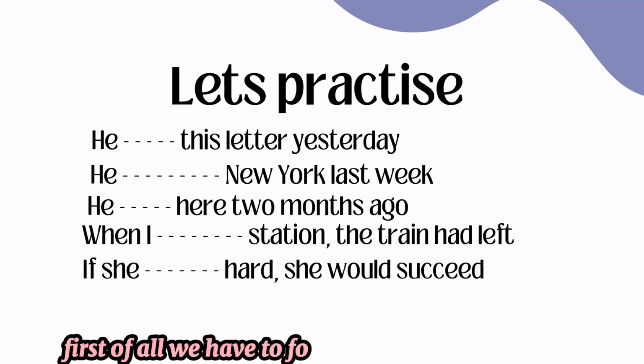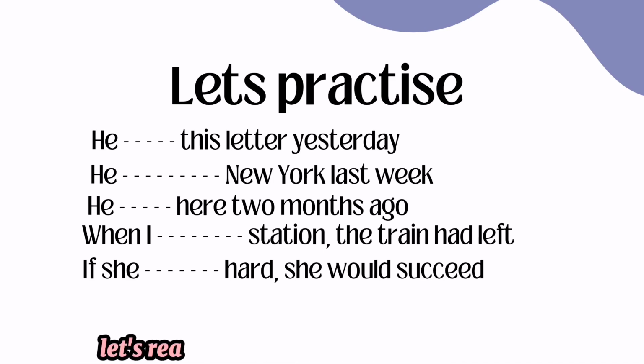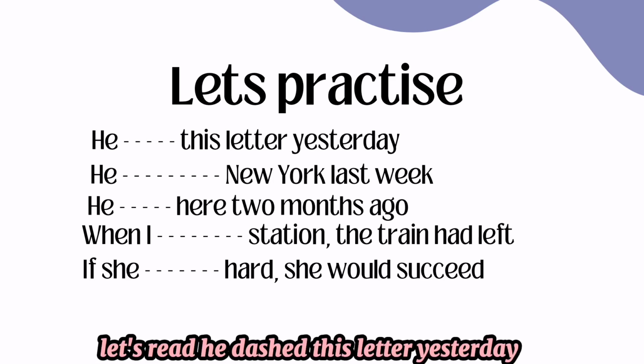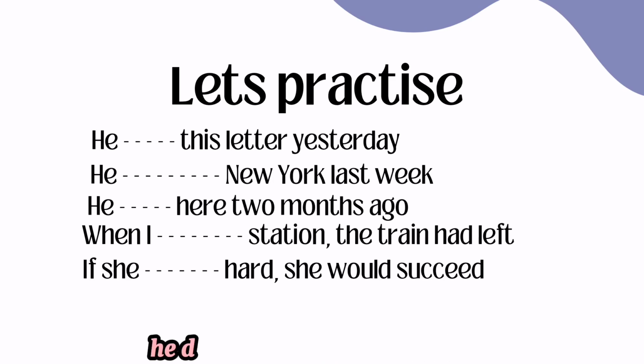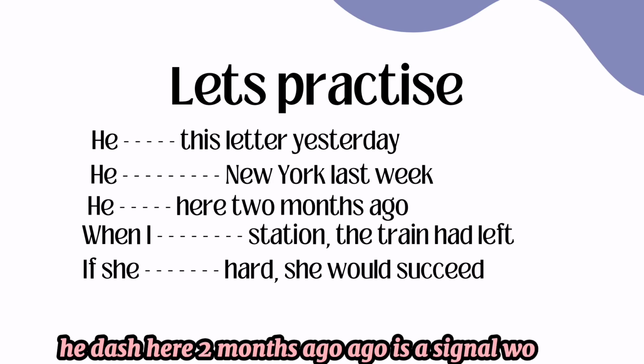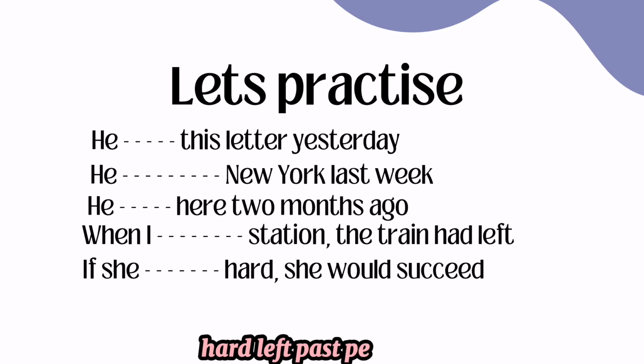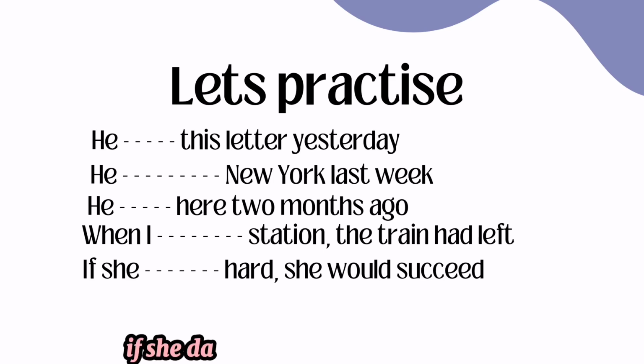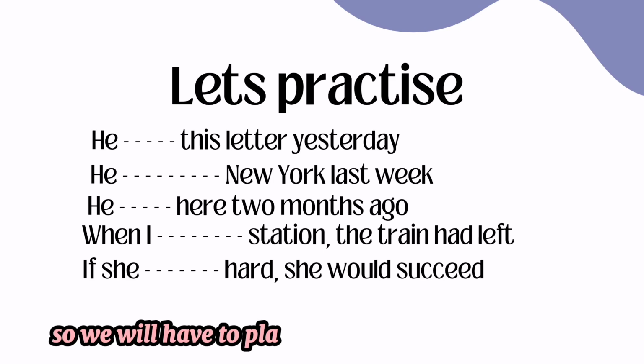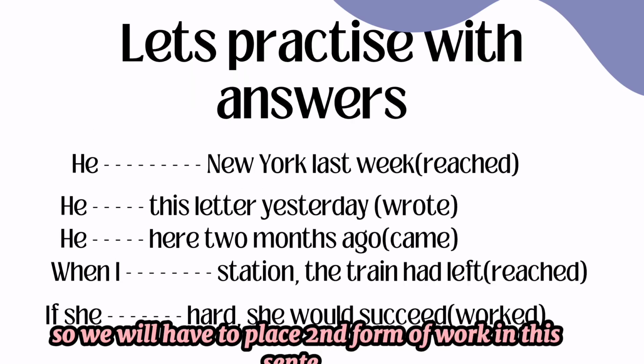Let's proceed towards the examples. First of all, we have to focus on the signal words. Let's read. He dash this letter yesterday. Yesterday is the signal word. He dash New York last week. Last week, as we discussed earlier, is a signal word of past indefinite. He dash here 2 months ago. Ago is a signal word. When I dash station, the train had left. Had left, past perfect. If she dash hard, she would succeed. Would succeed, second conditional, so we will have to place second form of verb in this sentence.